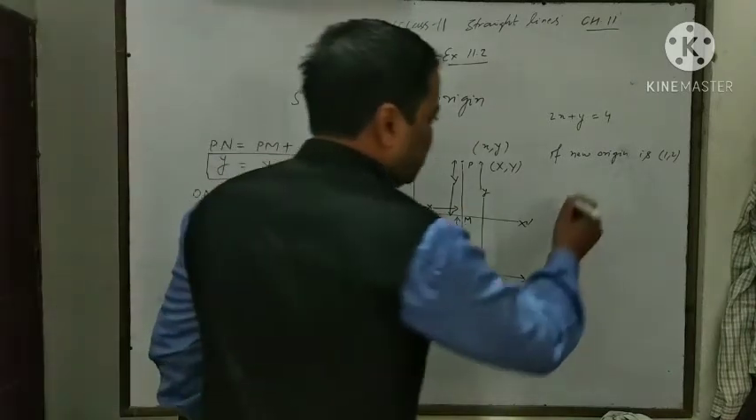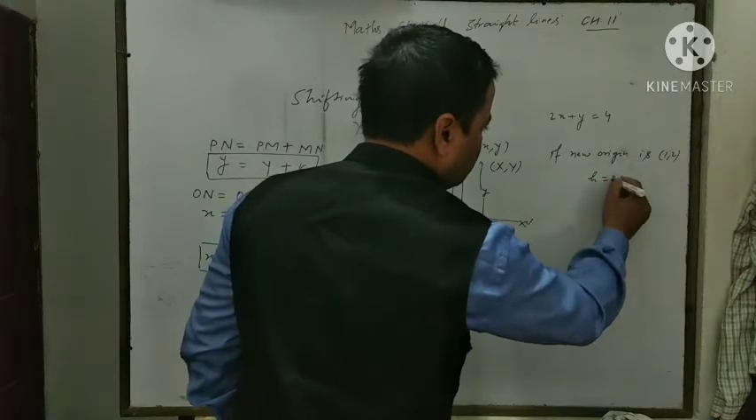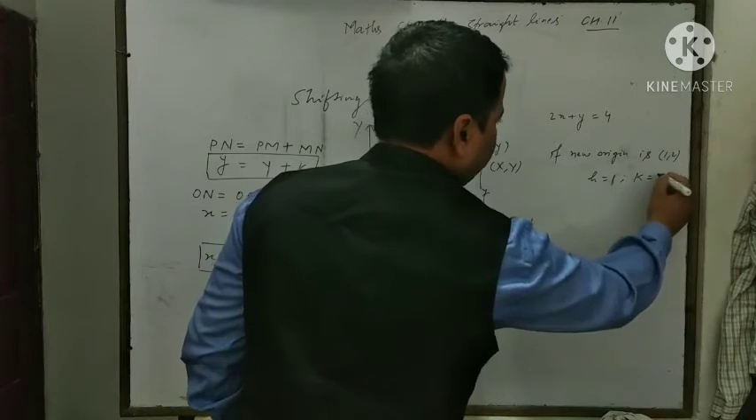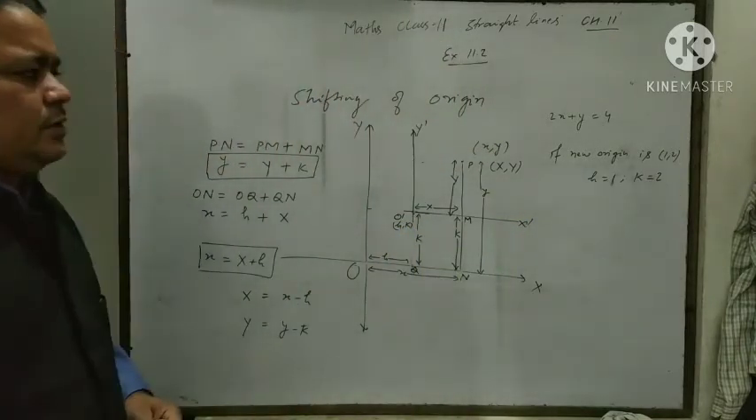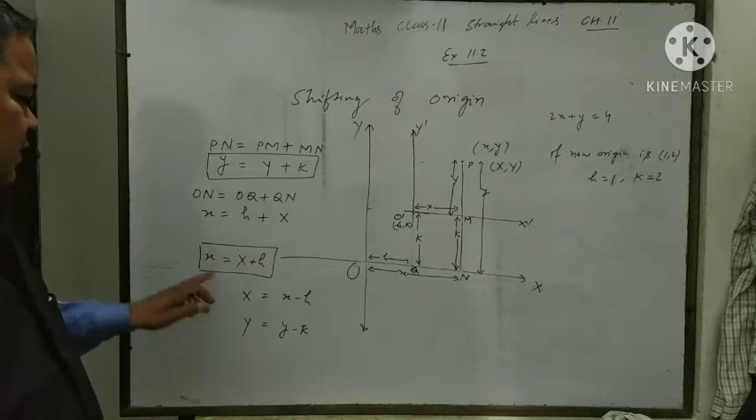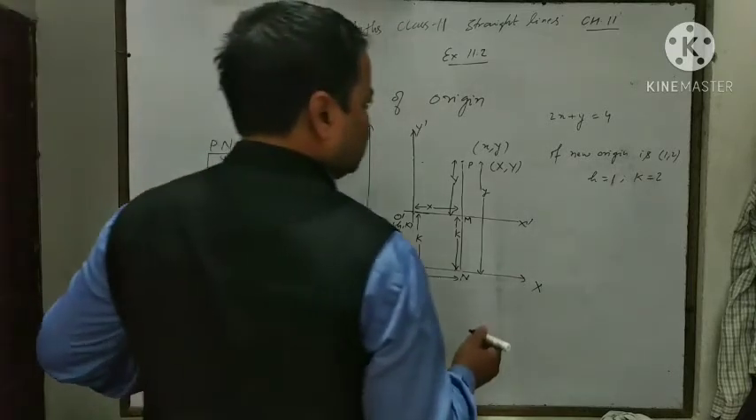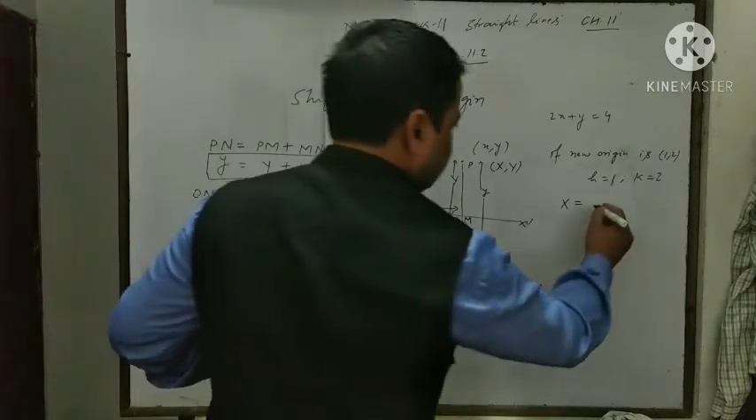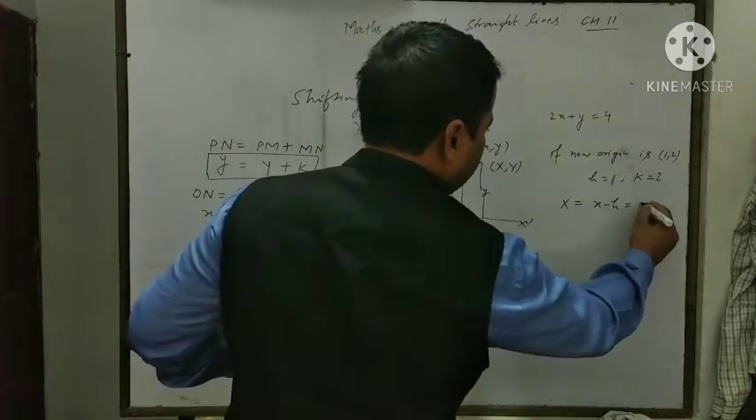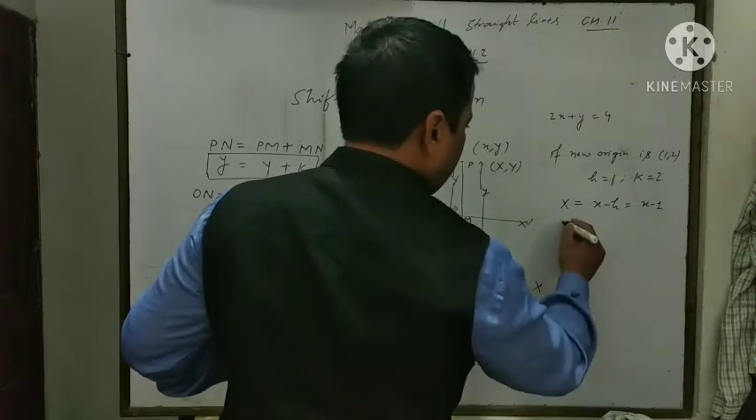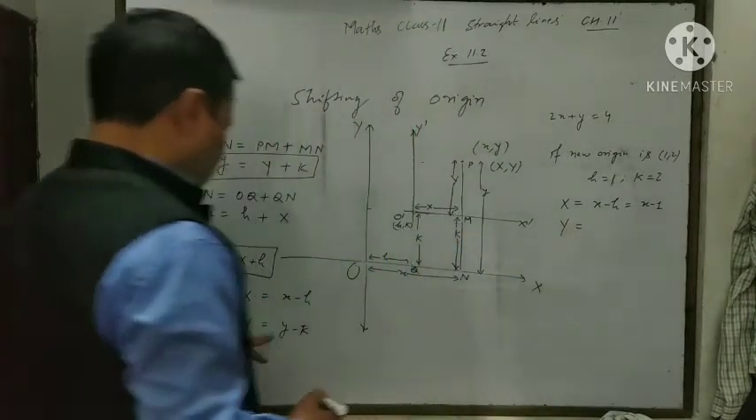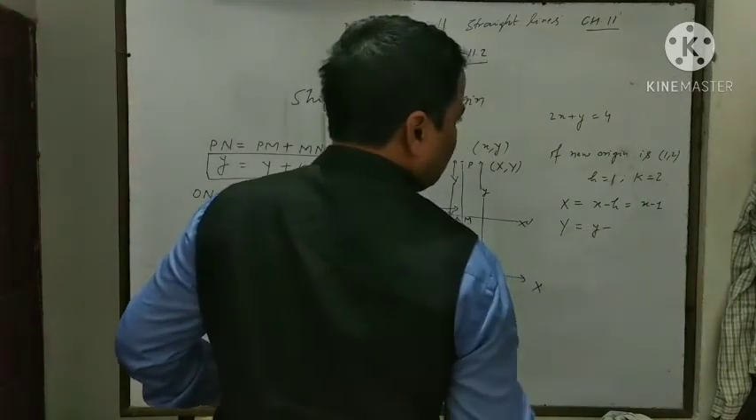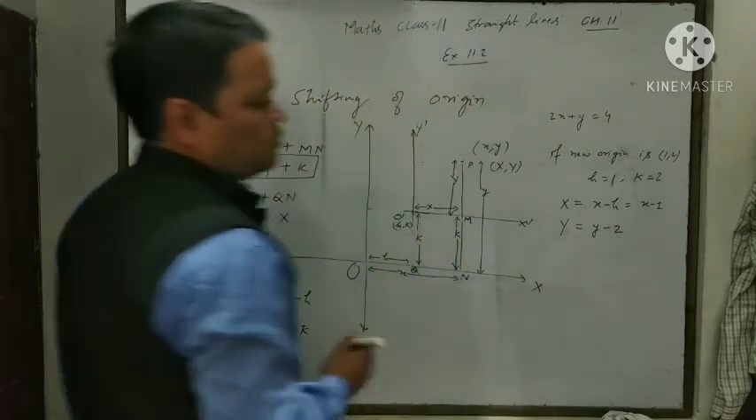So here we know that according to this, h is equal to 1 and k is equal to 2. Therefore, here we can write capital X is equal to x minus h, so it will be x minus 1. And capital Y is equal to y minus k. So here it will be y minus 2, since k is 2.